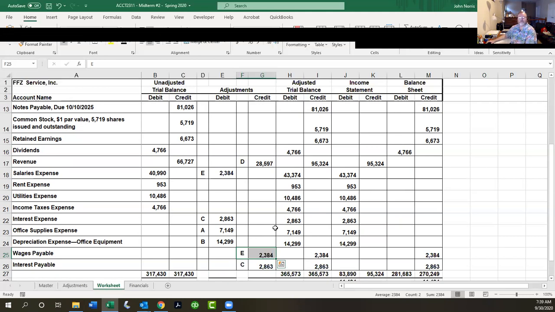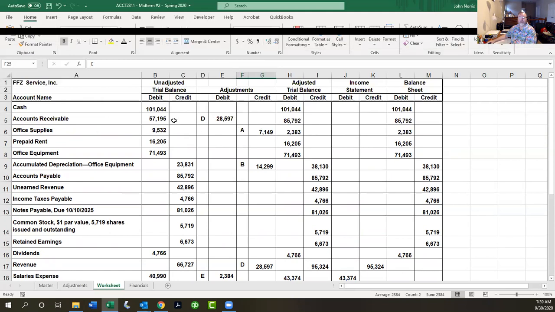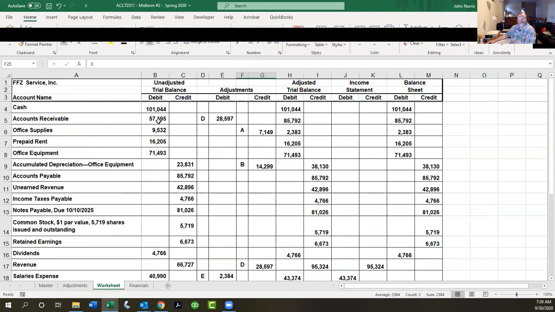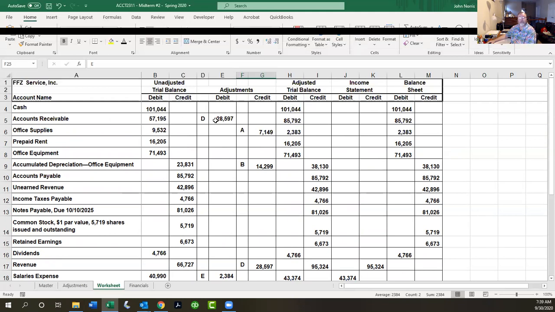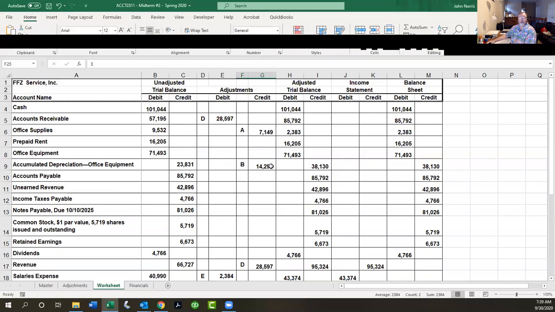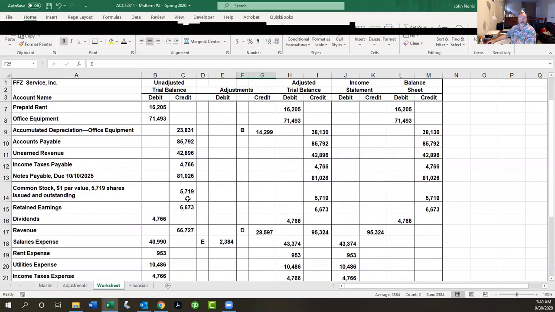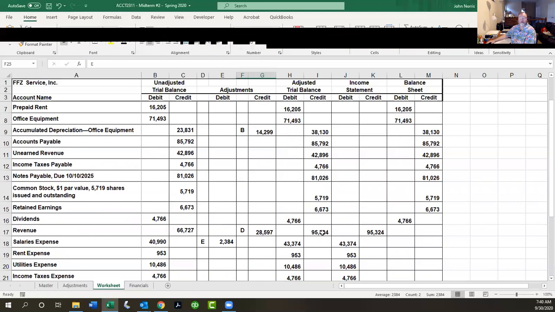So those are the 5 adjustments. Your worksheet will automatically carry those across the debits and credits. So if the account had a debit balance to begin with and you made a debit adjustment like you did in adjustment D, it will add those two. If it had a debit adjustment and you made a credit adjustment like A, it will subtract it. Credit balances with a credit adjustment adds, like with accumulated depreciation and the revenue, adds those together.